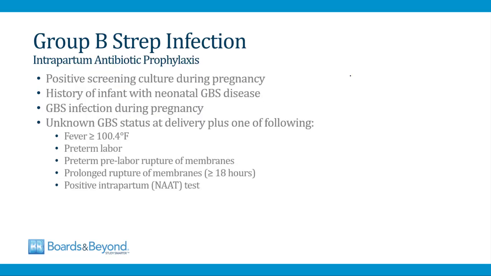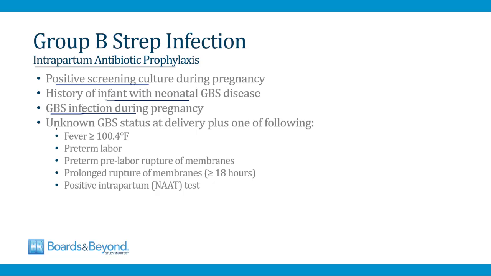Because a baby can acquire a group B strep infection during a vaginal delivery, we administer intrapartum antibiotics in women who are having vaginal delivery if they're at high risk of having a group B strep infection passed on to the baby. The major indications for antibiotic prophylaxis during labor and delivery are shown on this slide. So first of all, any woman who's had a positive screening culture during pregnancy gets antibiotic prophylaxis. Also, any woman who previously had an infant that developed neonatal GBS disease. Any GBS infection that's identified during pregnancy and treated gets antibiotic prophylaxis.